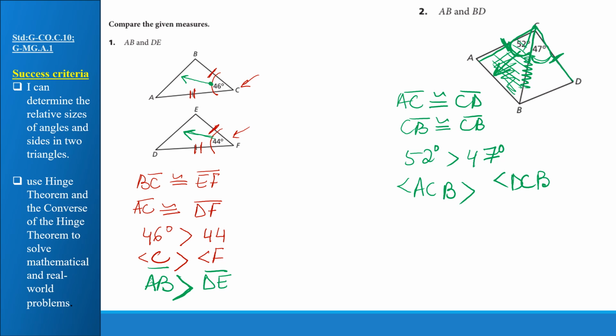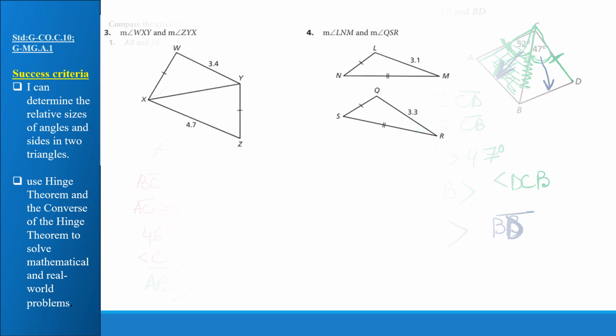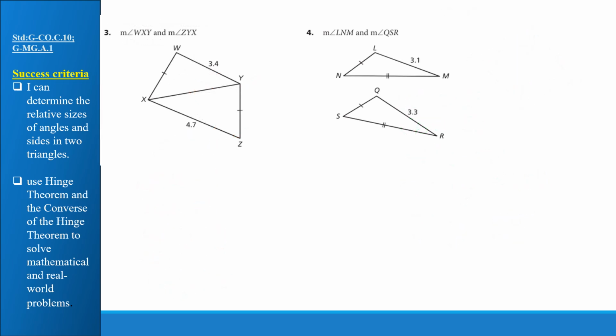So what is the opposite of the 52? The side which is opposite to 52 is AB, and the side which is opposite to 47 is BD. Since 52 is bigger, you can say side AB is bigger than BD. And see what will happen.